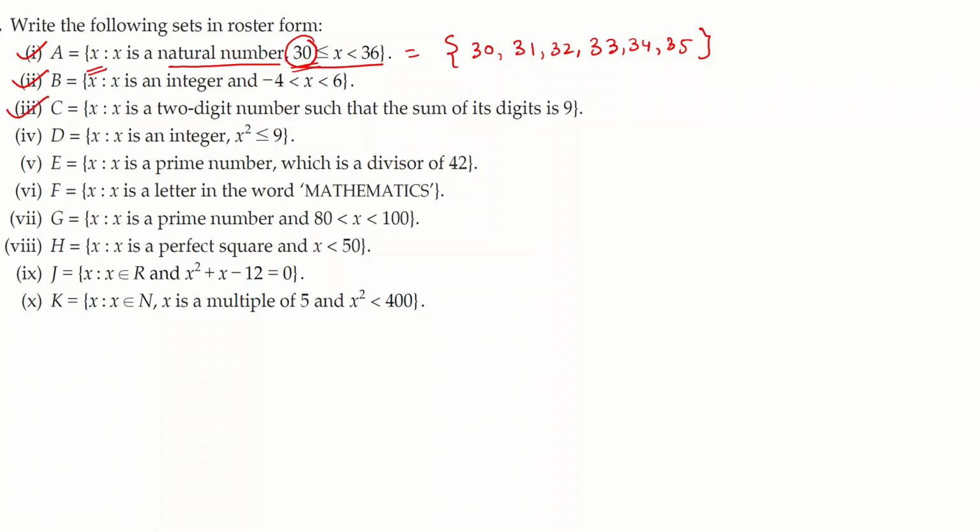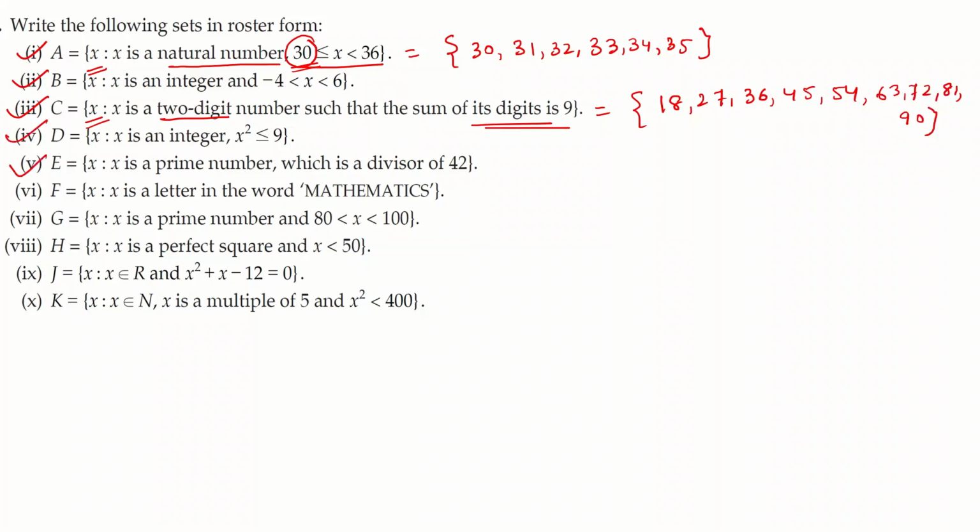C is a set of all those x's where x is a two-digit number such that the sum of the digits is 9. So what are those two-digit numbers where the sum of the digits is 9? We start with 18, then 27, then 36, 45, 54, and finally we have 90. So these are the elements of this set. Okay, easy so far.